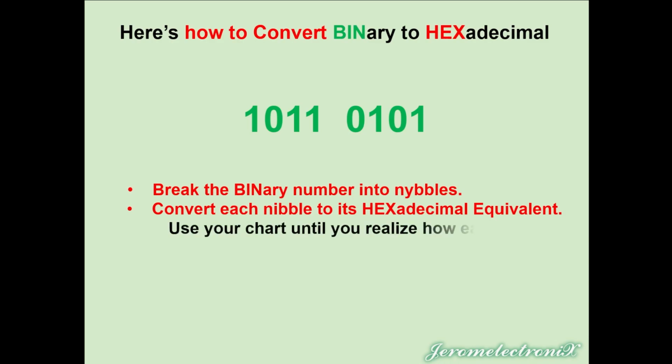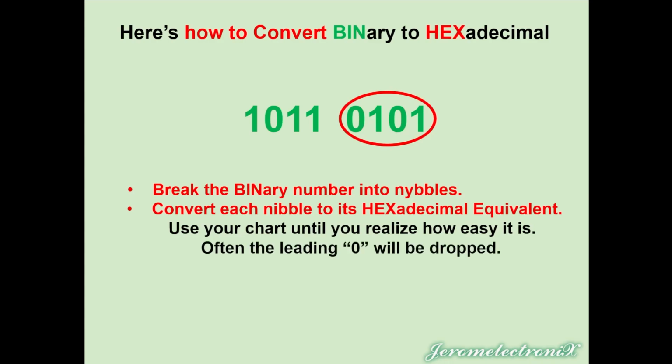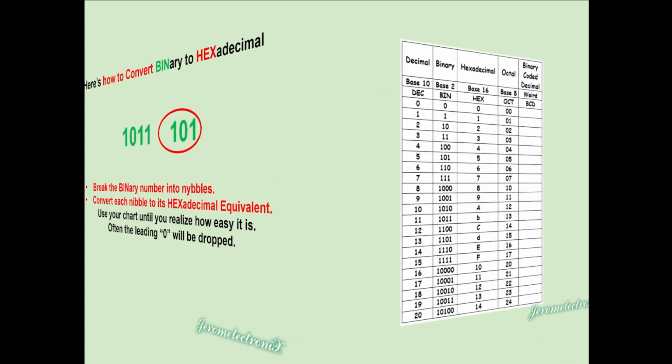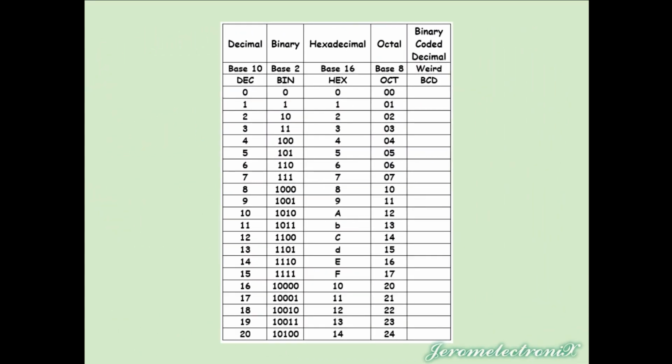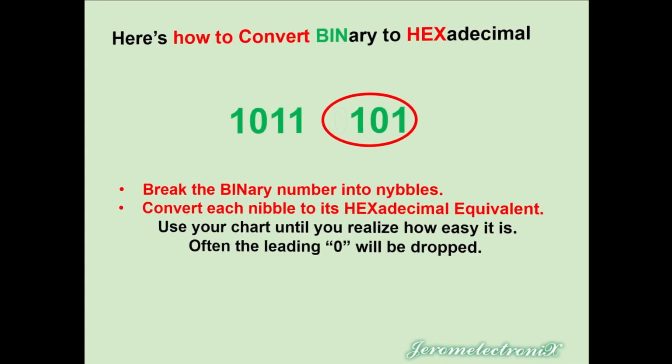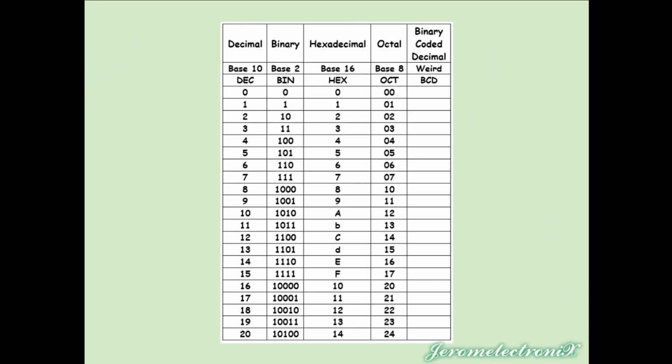Okay, so we need that chart we just made to help you realize how easy it is to convert binary to hexadecimal. So we're going to take this first nibble on the left and we're going to convert that to hexadecimal. Often the leading 0 will be dropped and sometimes we'll keep it. What was that number again? That's 101. So on our chart we're going to find binary 101.